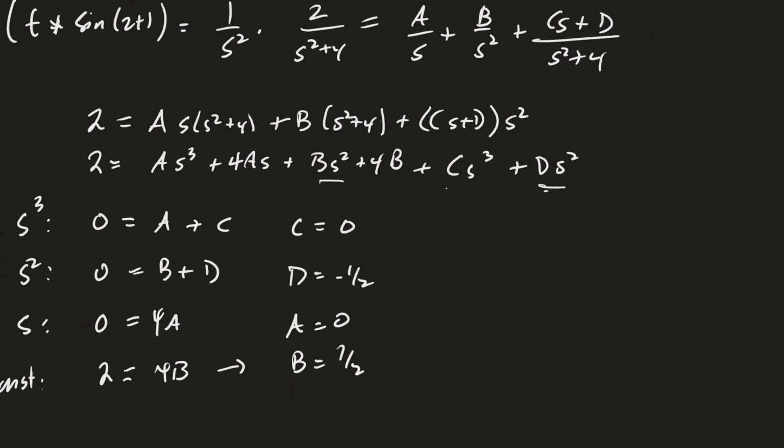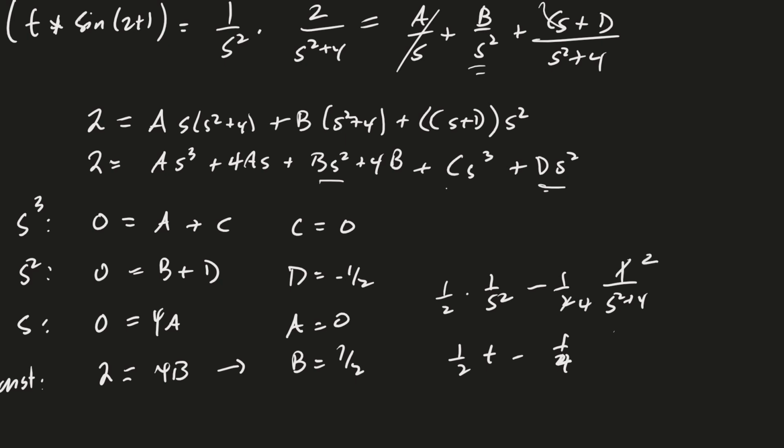So let's see if that makes sense now. Where am I? A is 0, so that term goes away. I'm left with B, which is 1/2, times 1 over s squared. My C is equal to 0, and so then I have minus 1/2 times 1 over s squared plus 4. Good, so that's going to be my 1/2 t minus 1/2, oops, 1/4, because I'm going to need a 2 there. And now I'll have a sine of 2t.